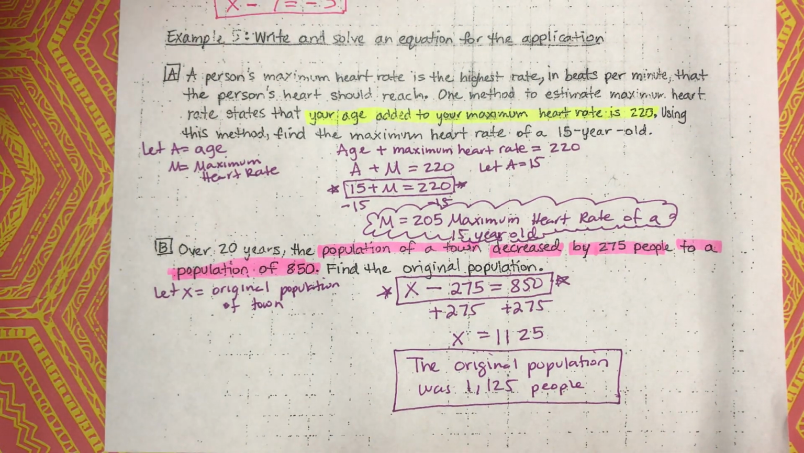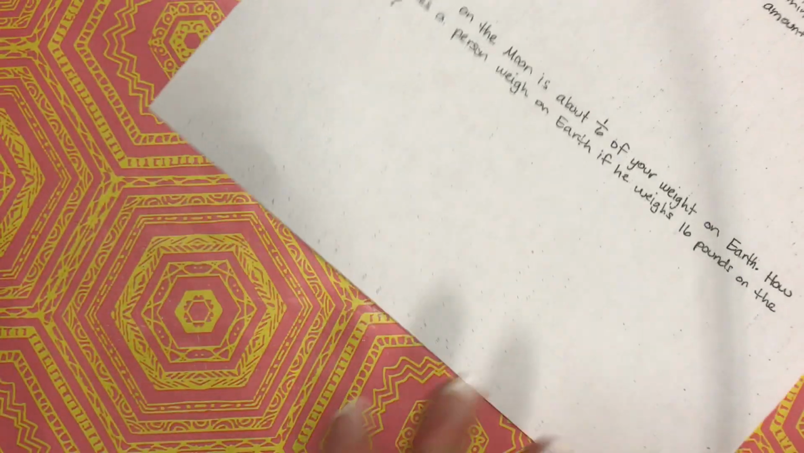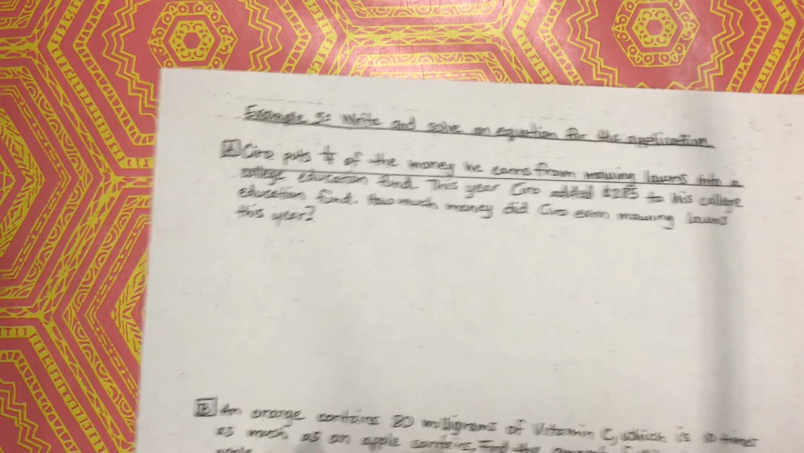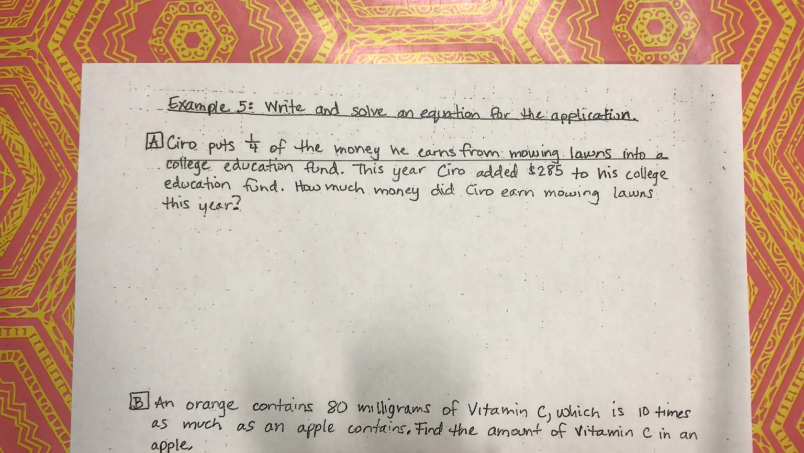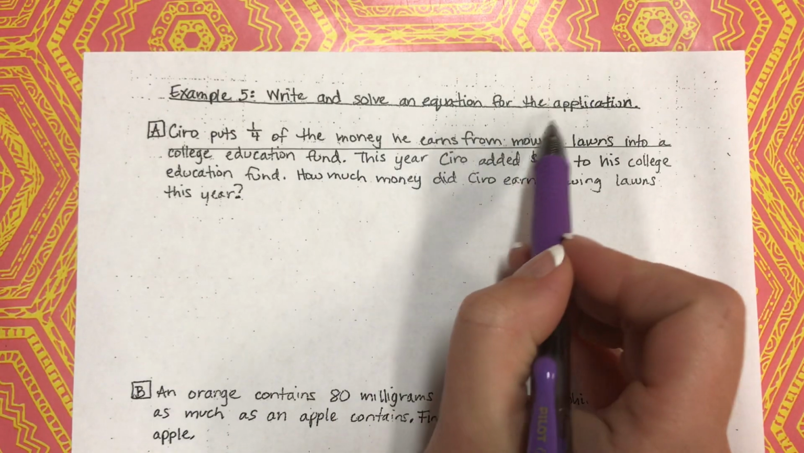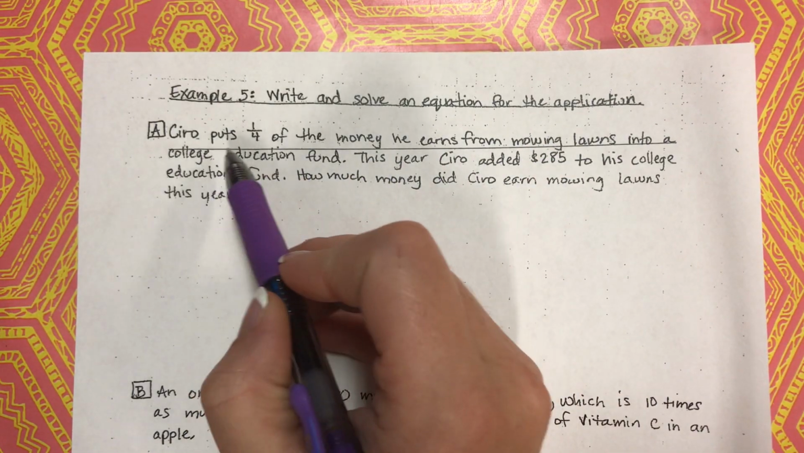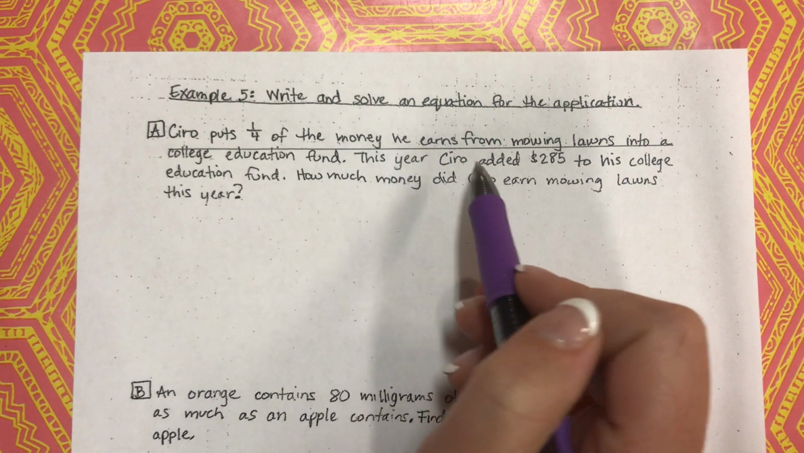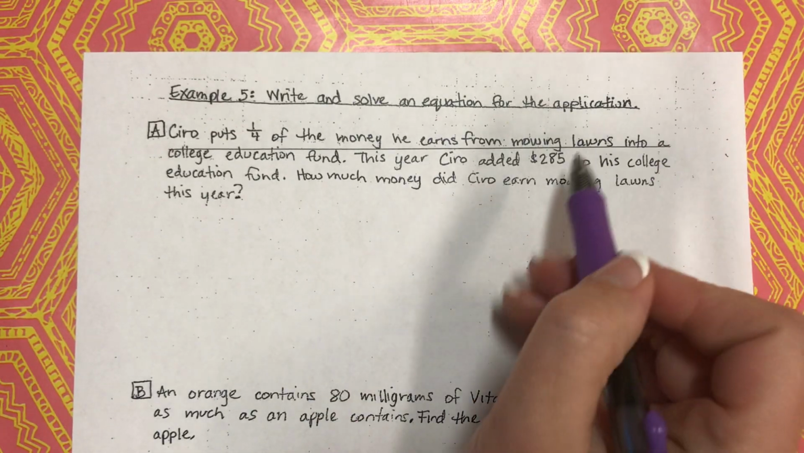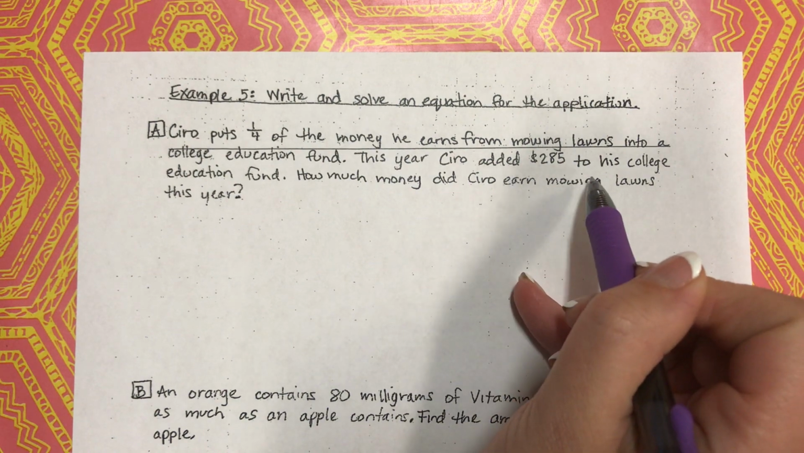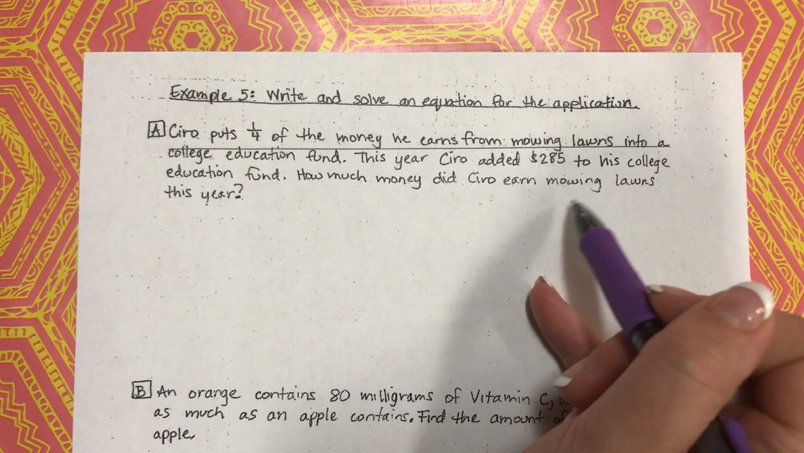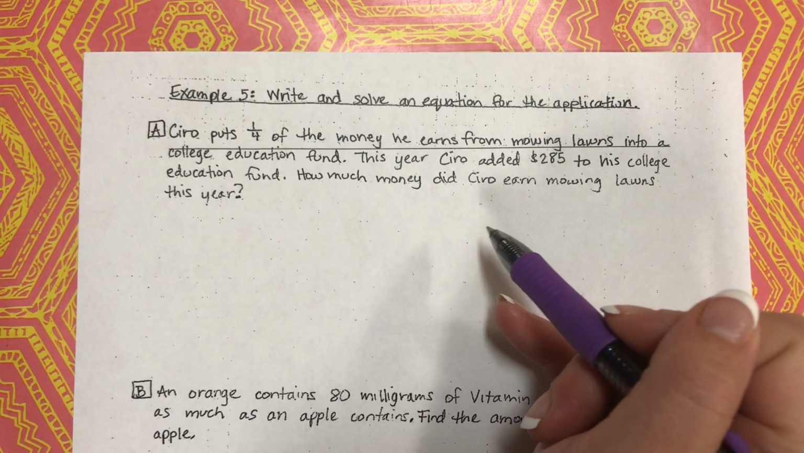All right, let's do a couple more. I think with story problems, it's always good just to have lots of practice, because the more practice you have, the more confident you feel seeing a variety of different examples. Okay, so we're just writing and solving an equation for the application. This says Kiro puts 1/4 of the money he earns from mowing lawns into a college fund. This year, Kiro added $285 to his college education fund. How much money did Kiro earn mowing lawns this year?